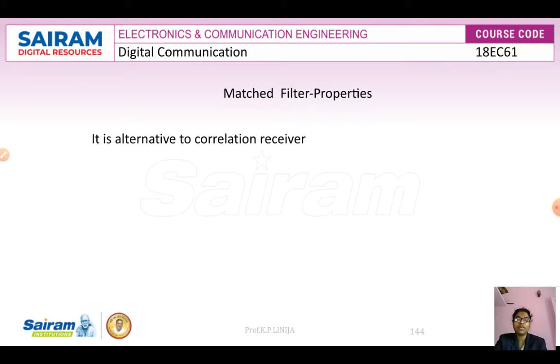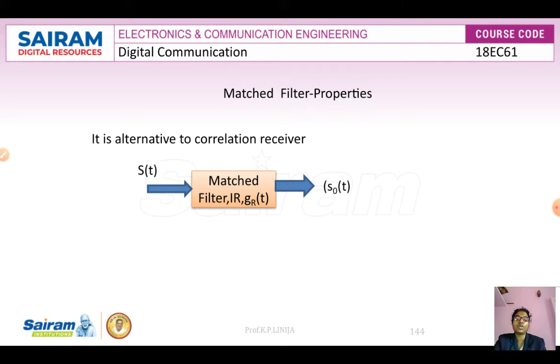Okay. So for that, let's consider a matched filter over here. In this matched filter, the impulse response of this filter is represented by gR of t. The input is given as s of t and the output is s naught of t. This is the basic block diagram, and we are going to correlate the properties of the matched filter.